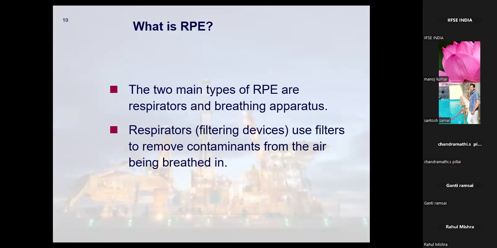Now, what is RPE, respiratory protection equipment? There are two types of RPE, that is respirators and breathing apparatus. So for respiratory protective equipment, RPE in short form, we have two types of protection. One is respirators and the other is the breathing apparatus. Respirators are just like filtering devices used to remove the contaminants from the air. Most of us are well versed with this. During Corona, we have used this type of filter device.